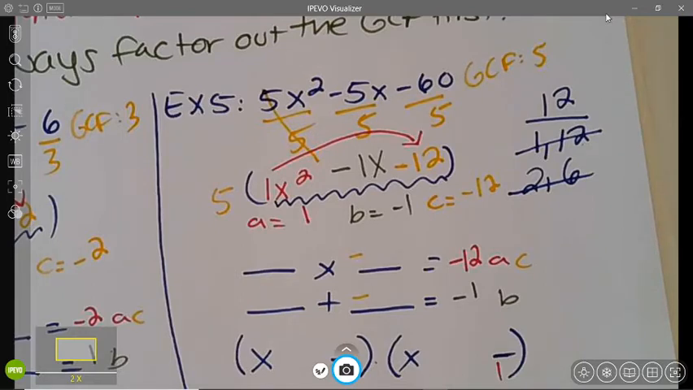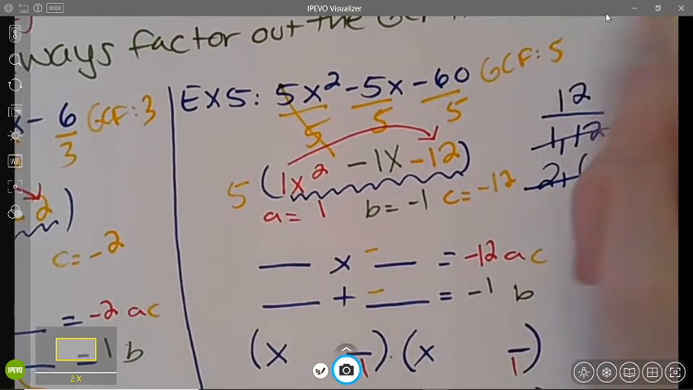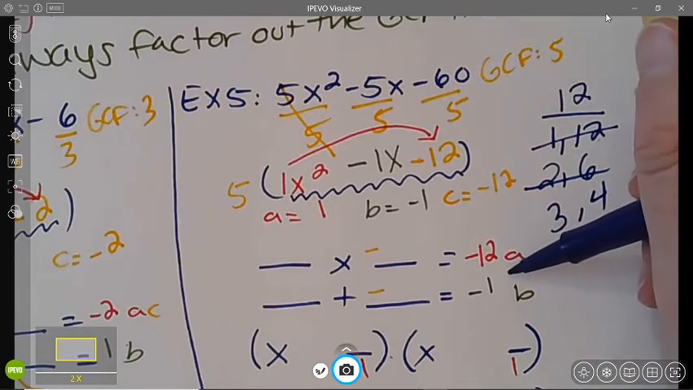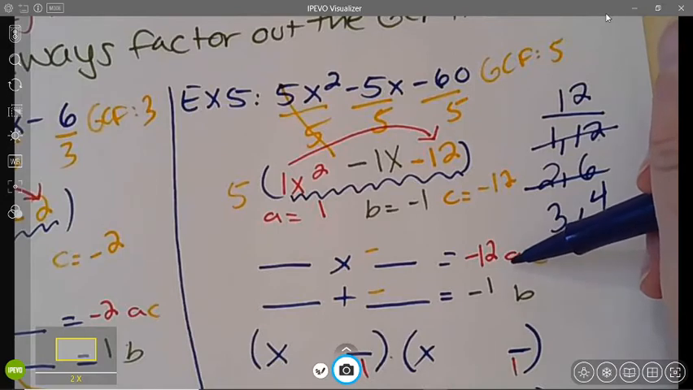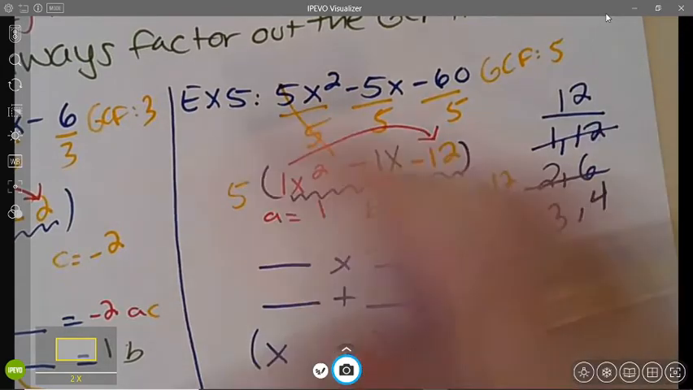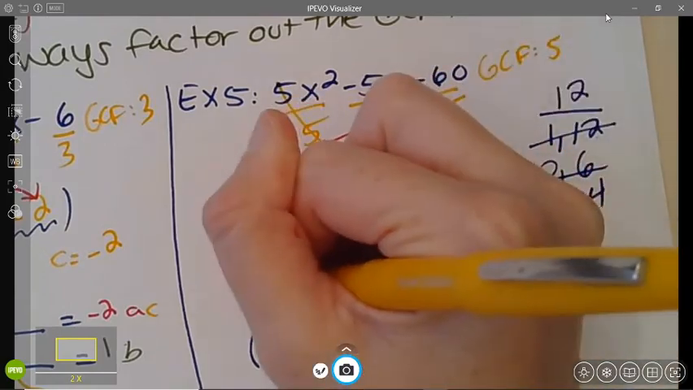So let's think of something else that multiplies to be 12. What else multiplies to be 12? Oh man, I completely forgot about that one. It would be a 3 and a 4. Let's see if that one will work. Negative 3 plus 4 is positive 1, so we're almost there. That one didn't work though. But positive 3 and negative 4, well, 3 minus 4 does give me negative 1. So this will be a 3 and a negative 4.